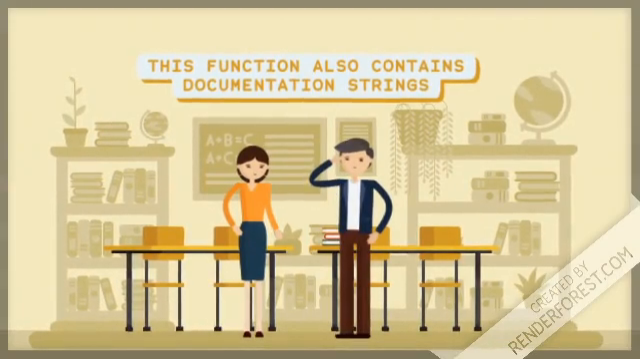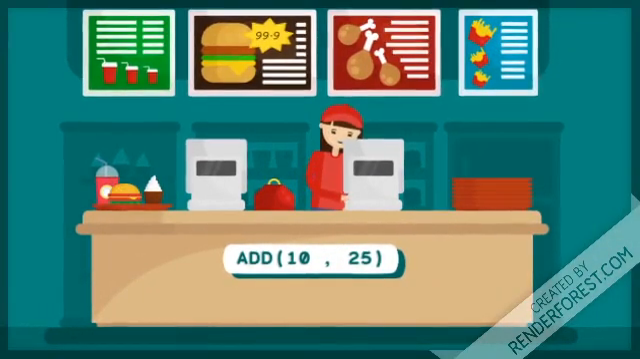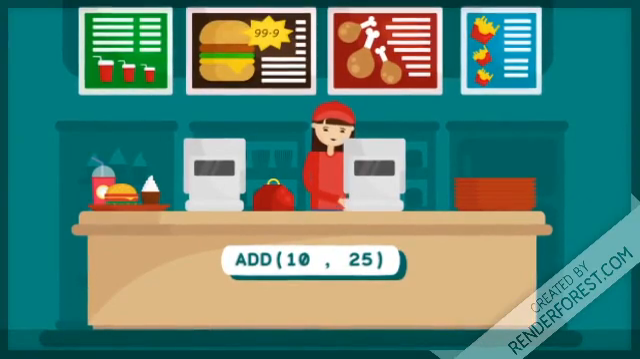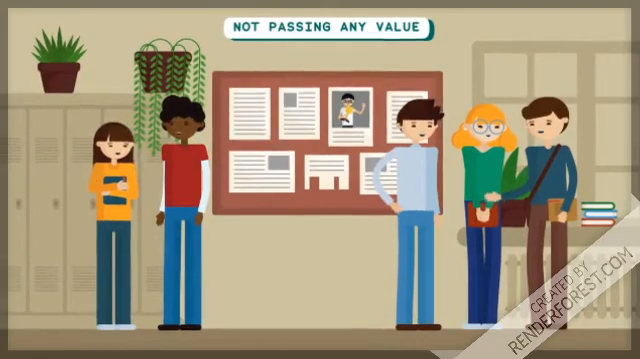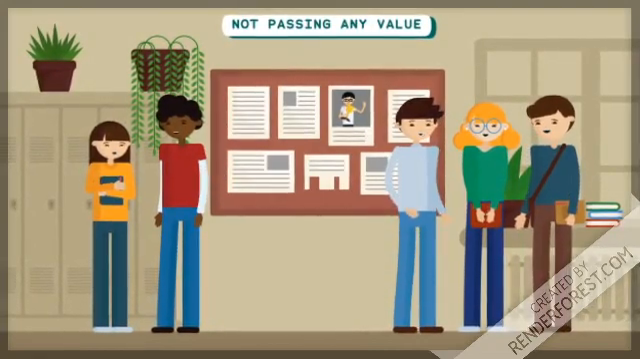At the end of this program, we are calling these two functions. While calling the first function, we are passing two values, 10 and 25, and calling it as add(10, 25). While calling the second function, we are not passing any value. We are calling it as message() only.